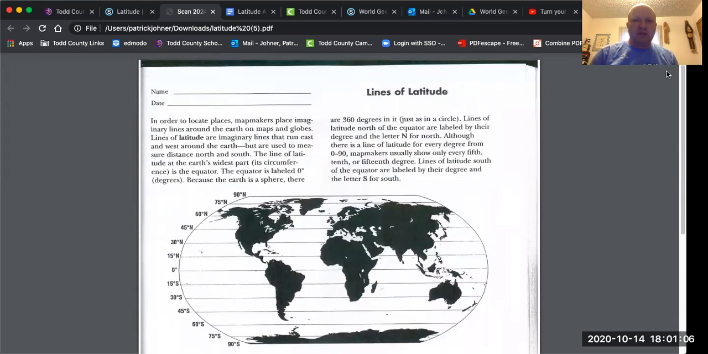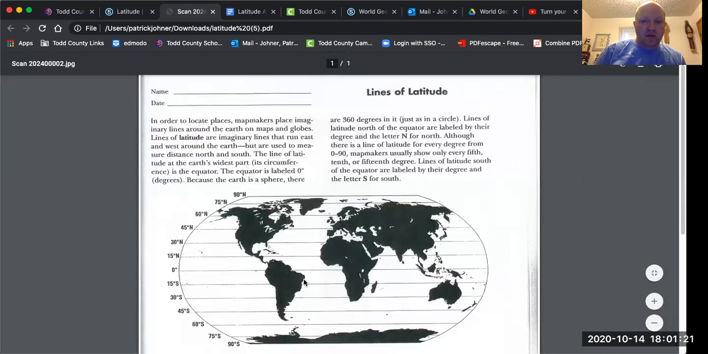Let's look and see what it says at the top. It says, in order to locate places, map makers place imaginary lines. Remember, imaginary means it's not real. Around the Earth on maps and globes. Lines of latitude are imaginary lines that run east and west around the Earth. So if you look, latitude lines are flat. And you look, they run from east to west. But we measure them north and south.